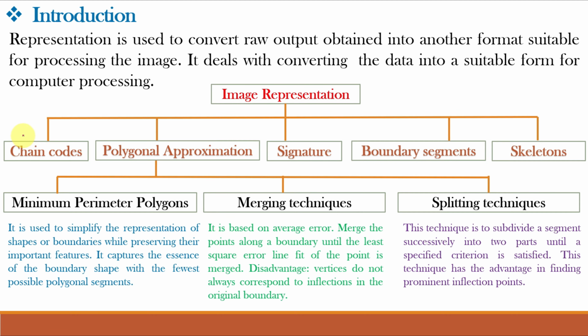Chain codes we have already learned in the previous video class. In this video class, we are learning polygonal approximation, which further is of three types: minimum perimeter polygon or MPP, polygons using merging techniques, and polygons using splitting techniques.